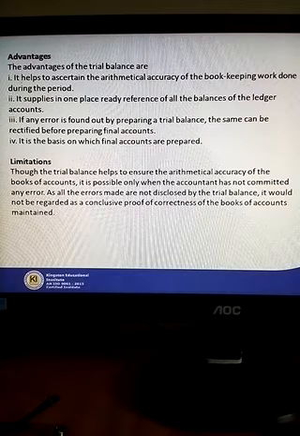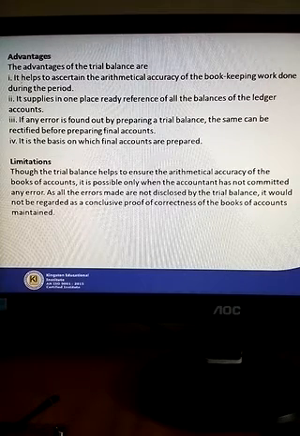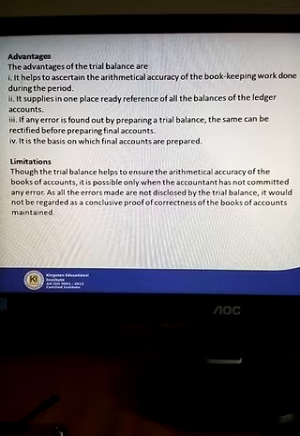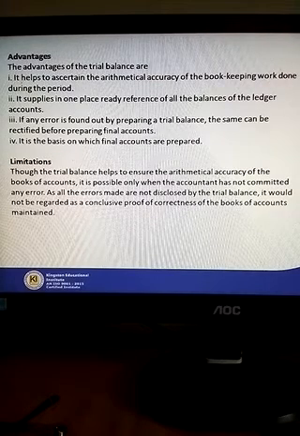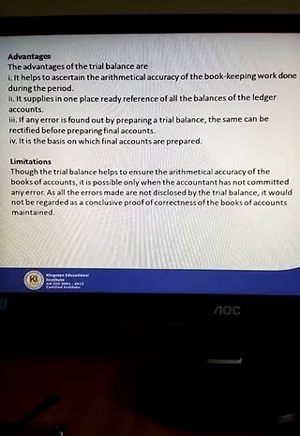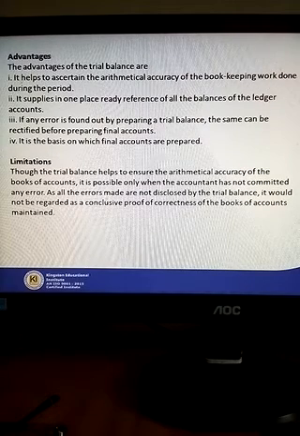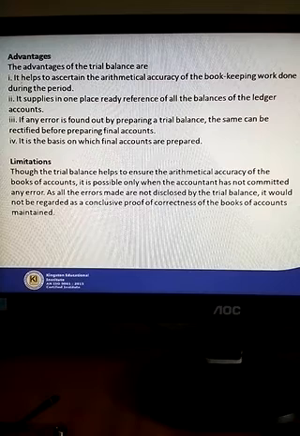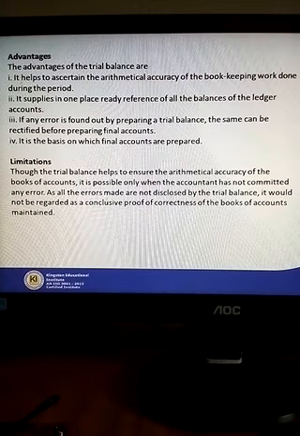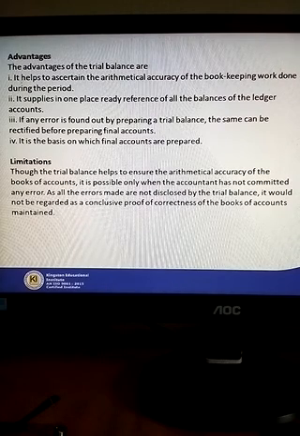Though the trial balance shows accurate balance, means arithmetical accuracy, all the debit balances and all the credit balances being the same, there may be a possibility of some mistakes in the books of accounts. So this is the main limitation of trial balance.